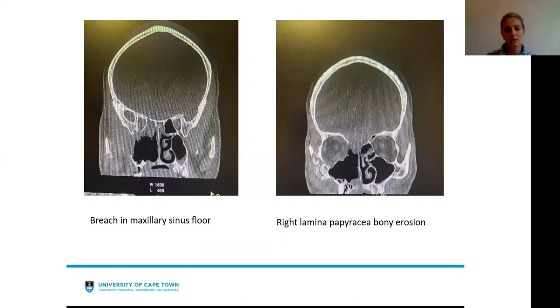Some of the other things we encountered with this gentleman, just to give you an idea: in the image on the left, we were a bit concerned about an oroantral fistula by the second look. And perhaps on this image, you might appreciate that maybe there's a small breach in the maxillary sinus floor. On other imaging, the lamina papyracea is notoriously very thin. But when we went back the second time, we also thought that perhaps even the lamina papyracea had some bony erosion on the right.